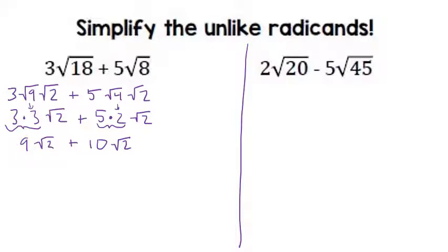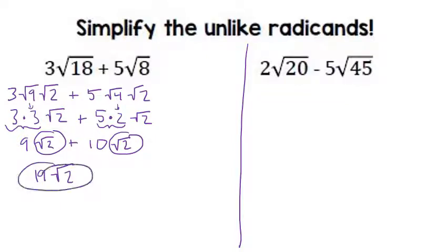Now if we see here, they are both root 2. So I can now add these radicals together. 9 plus 10 is 19 root 2, and that's my answer. Next one.